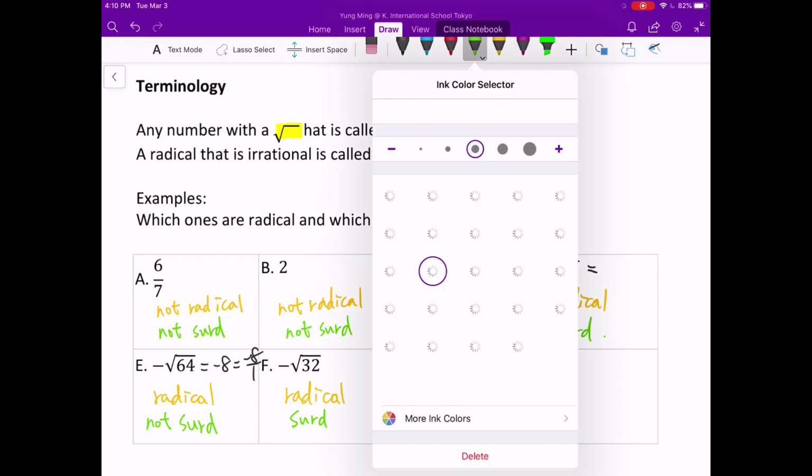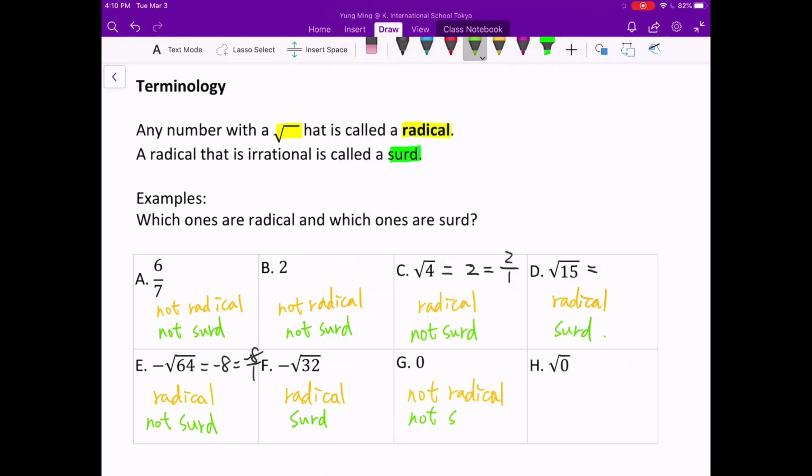Okay, if you're not a radical, then end of the story, you're not a surd for sure. Okay, last one. Do we have a hat? Yes, we do. Okay, if you have a hat over here, can you take out a hat and become a fraction? Yes, we could actually. This is actually 0. 0 is equal to 0 over 1.